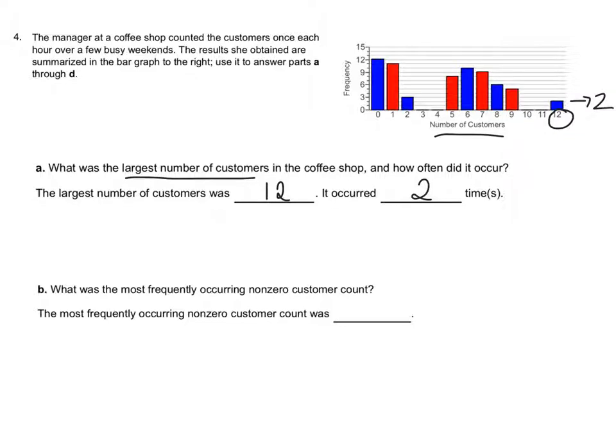Part B. What was the most frequently occurring non-zero customer count? So I'm looking for the bar that's the highest, or that has the largest frequency. But I don't want to include 0 because it says non-zero here. So if we look between 1 and 12, we'll see that the highest bar on my table is this one. And this bar corresponds to 1 customer count. So my answer to this problem is the most frequently occurring non-zero customer count was 1.